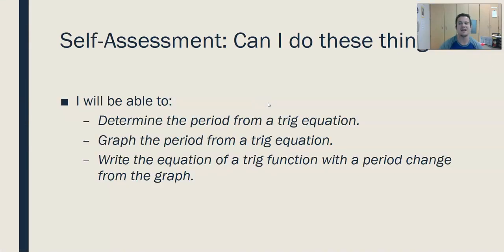So again, by the end of this video, this is what I hope that you're able to do. I hope you're able to determine the period of a trig function given an equation, and then graph the period from that given trig equation. And then I hope that if I were to give you a graph, that you could write the equation of that trig function with the period change.